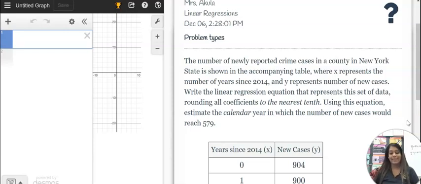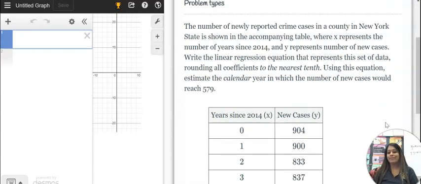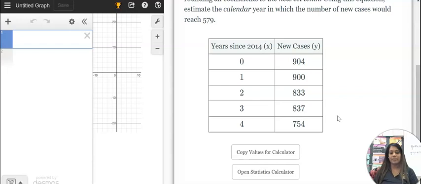Hello, class. Well, it was a lot of fun watching you guys struggle with these types of problems in Delta Math. So I figured I'll make a little video and go through a few of these problems, and hopefully we can figure out what Delta Math actually wants, what our answer should be.